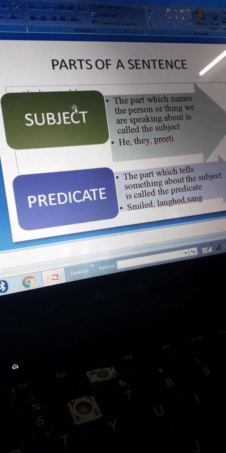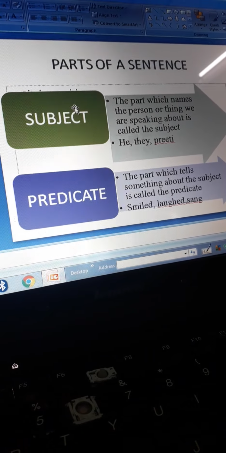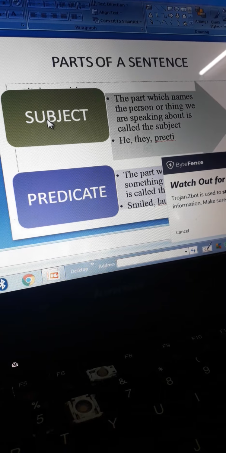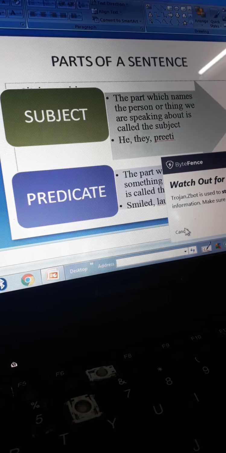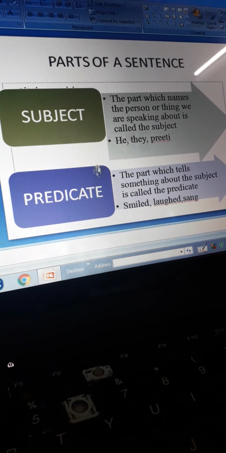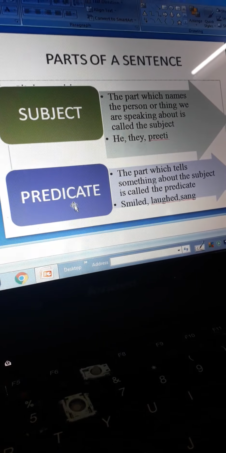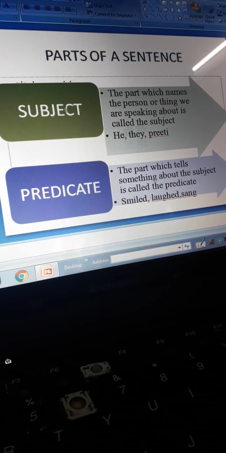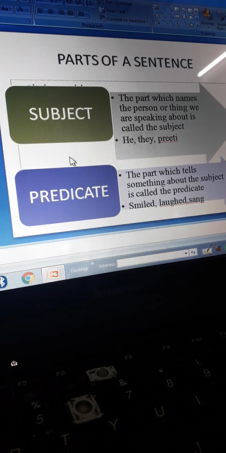Suppose, Raju is a good boy. Raju is the subject. Raju is the name of what? Raju is the name of a person we are talking about. So Raju is the subject here, and "is a good boy" is the predicate, which is telling you about Raju, that Raju is a good boy. So I hope subject and predicate are clear to you.